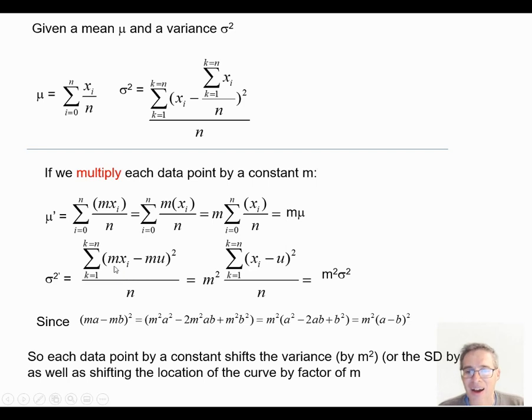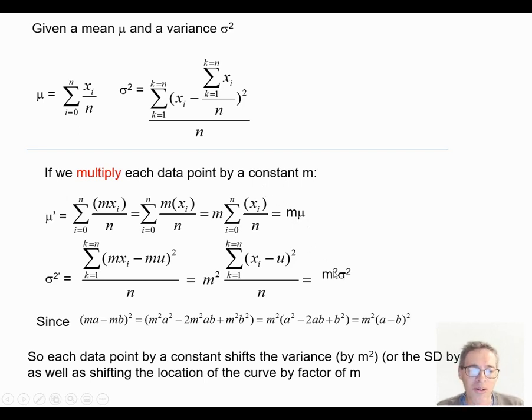What about the variance? So now I have m xi minus m mu. So now if you factor this out, we have ma minus mb squared equals m squared a squared minus 2 m squared ab plus m squared b squared, equals m squared times a squared minus 2ab plus b squared, equals m squared times a minus b squared. So this proof tells us that the m comes out as an m squared. So the variance equals m squared times the original variance. So if you multiply each data point by a constant, the new mean is m times mu, the old mean, and the variance changes by m squared, not by m, but by m squared.